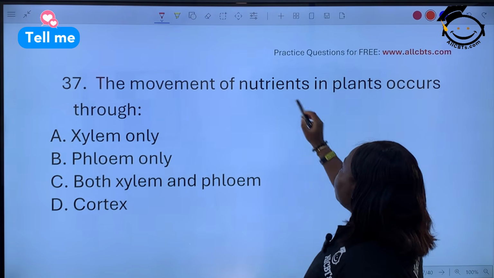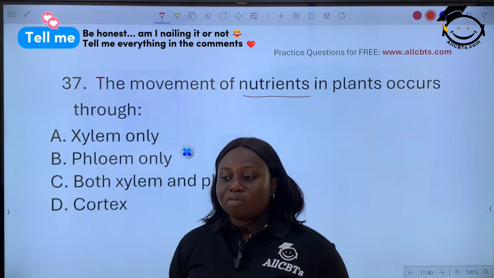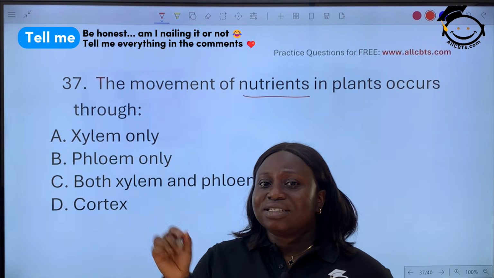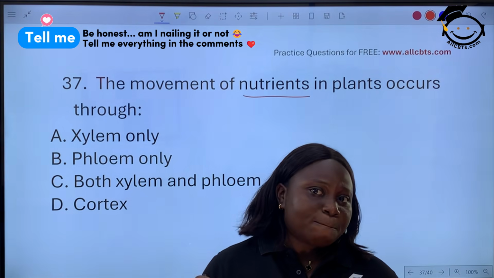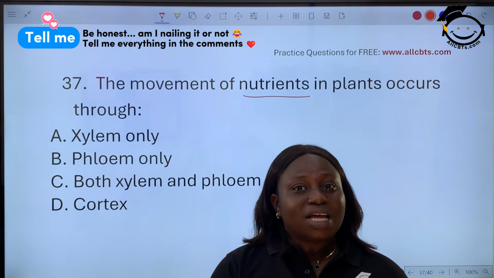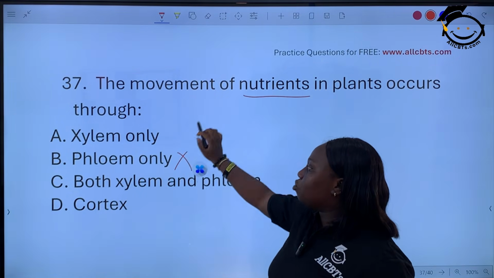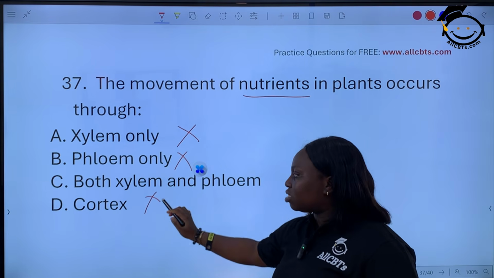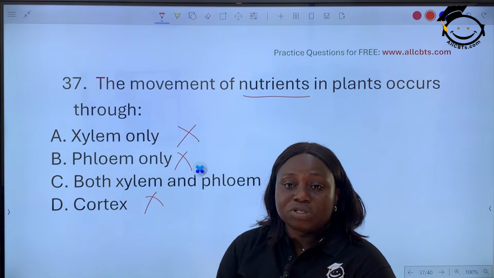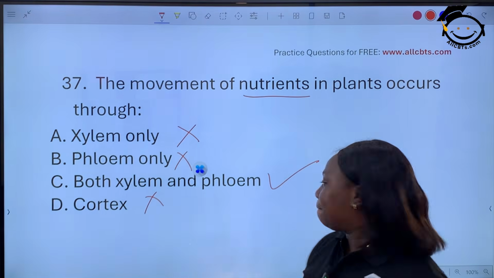Because of nutrients, don't forget that in plants, the xylem conducts water, and inside this water there are some nutrients, because the water is gotten from the soil. So you cannot choose xylem only, you cannot choose phloem only, you cannot choose the cortex. The answer is both xylem and phloem, because they both carry nutrients. So our answer is C.